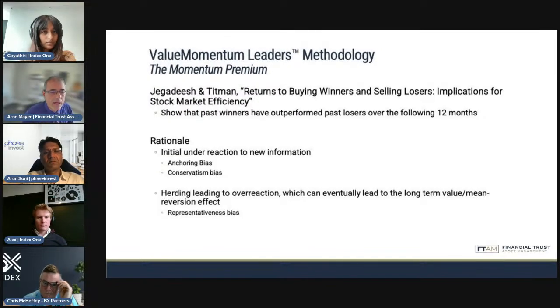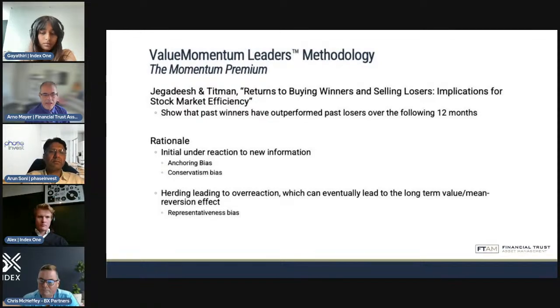Okay, next is the momentum premium. And here we have Jegadeesh and Titman talking about returns to buying winners and selling losers, implications for stock market efficiency. Their general analysis came out that past winners have outperformed past losers over the following 12-month period. And what could be some of the rationale behind that?